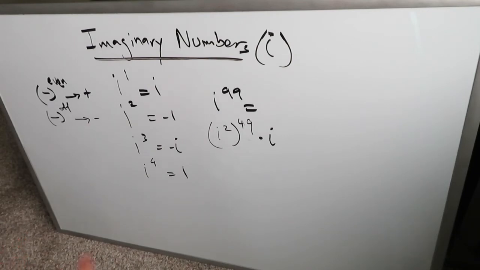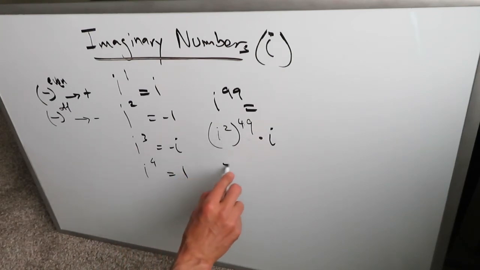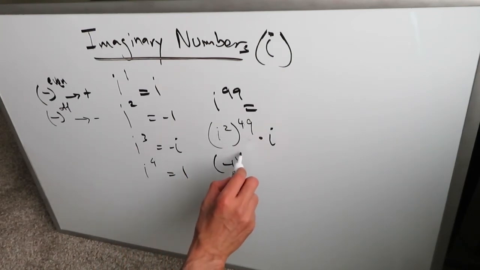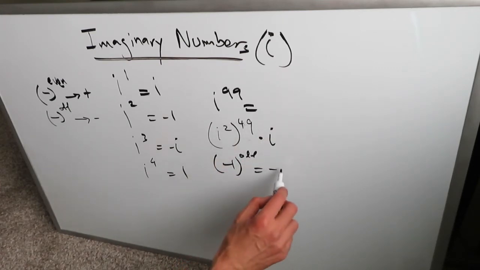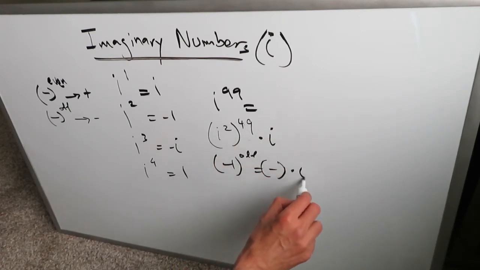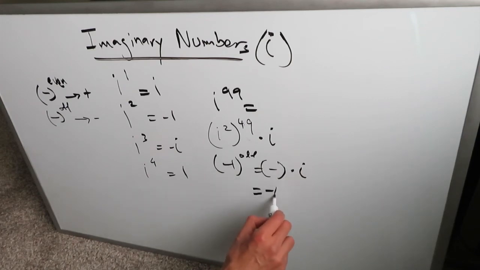49 times 2 is 98. 98 plus that one will give you 99. What's i squared? It's a minus 1. Now we have a minus 1 to an odd exponent, right? 49 is odd, so it's going to retain a minus. This minus will multiply with this i we have over here, and your answer will be a minus i.